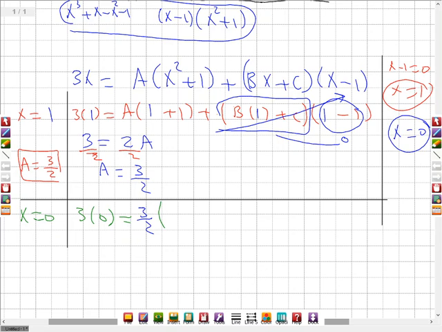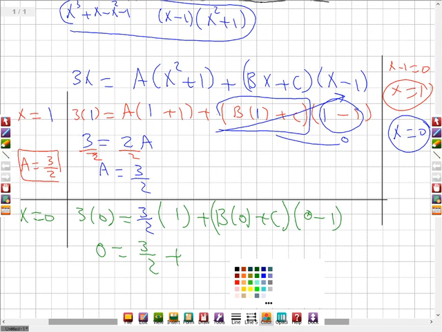0 is 0, plus 1 is 1. 0 squared is 0, plus 1, plus b. Now b times 0, plus c. 0 minus 1. This guy will be 0 equals 3 over 2, plus this guy cancels. Then here what's left? C times negative 1.